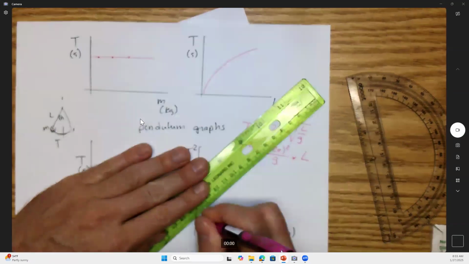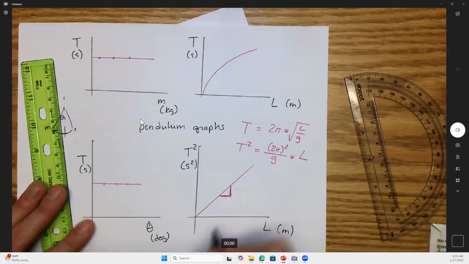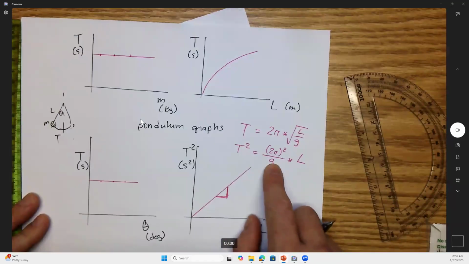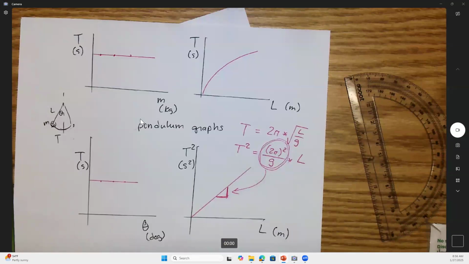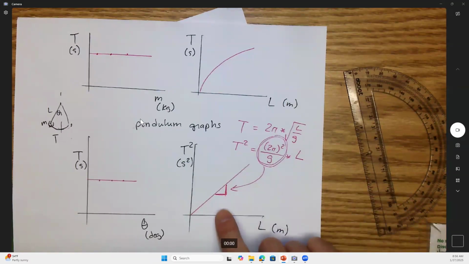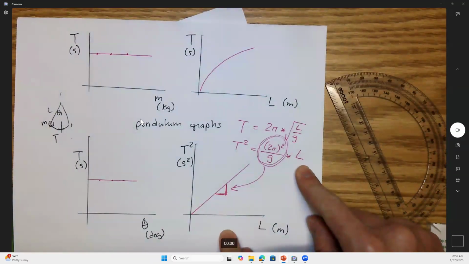Linear. And furthermore, what is the slope of this graph equal to? Yeah, 2 pi squared over g. Here's your slope right here. Why does it become 2 pi squared over g instead of just 2 pi squared times L over g? Yeah, it's just the slope. It's like y equals mx. So L is still here. It's just, why did that g shift over?